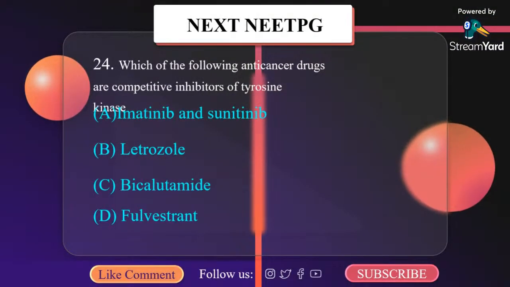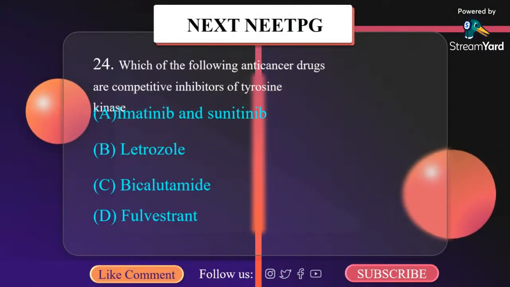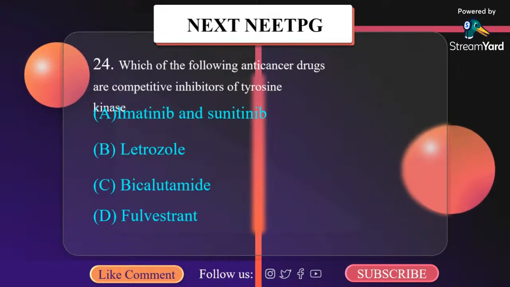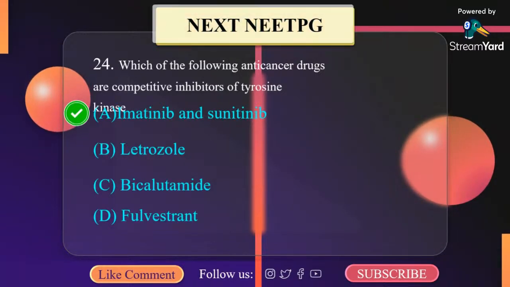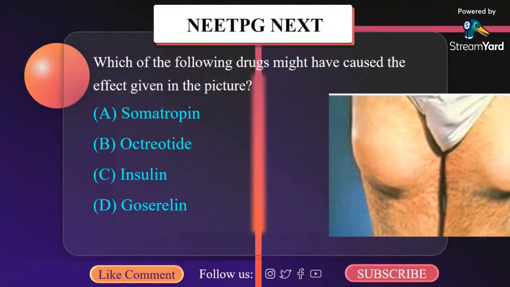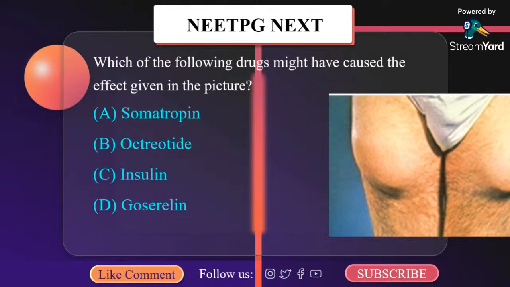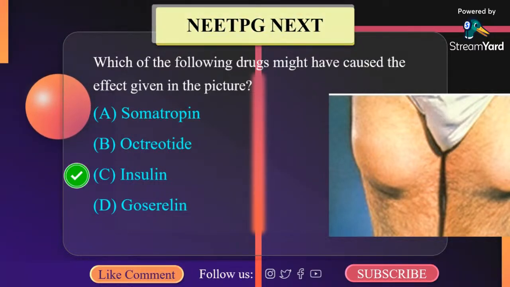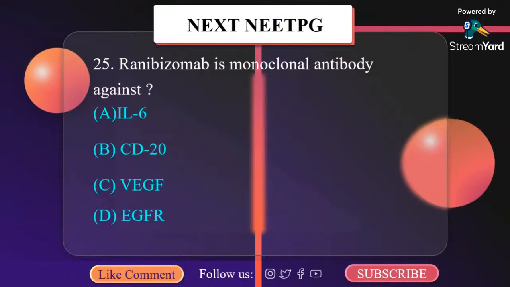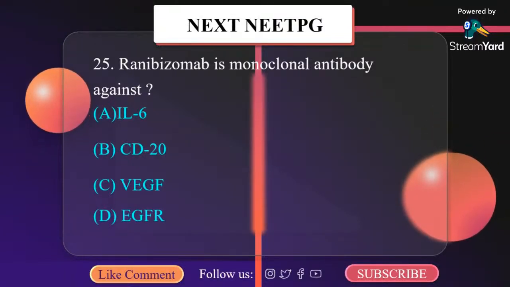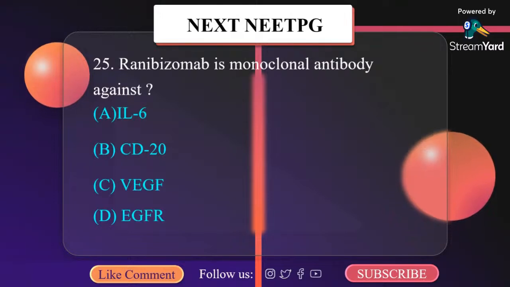Which of the following anti-cancer drugs are competitive inhibitors of tyrosine kinase? Imatinib and sunitinib, letrozole, bicalutamide, fulvestrant. It is imatinib and sunitinib. Which of the following drugs might have caused the effect given in the picture? It is insulin, which causes this effect. Lipohypertrophy at the site of injection due to inhibition of lipolysis can be seen with this. Ranibizumab is a monoclonal antibody against A. IL-6, CD20, VEGF. It is VEGF.